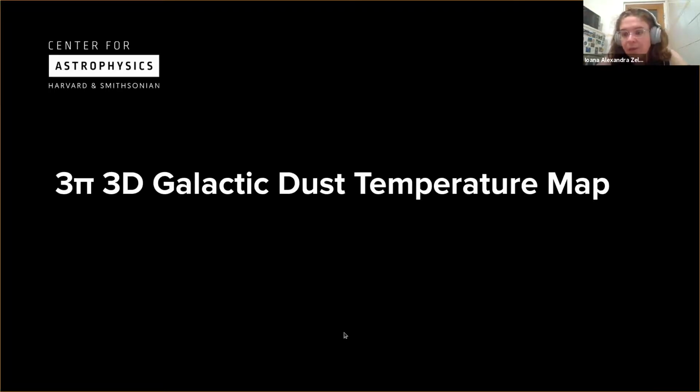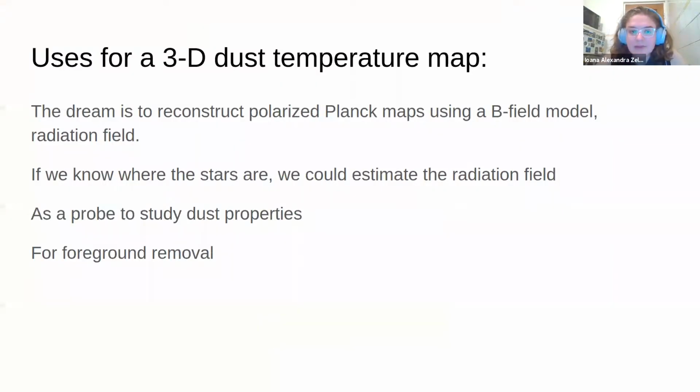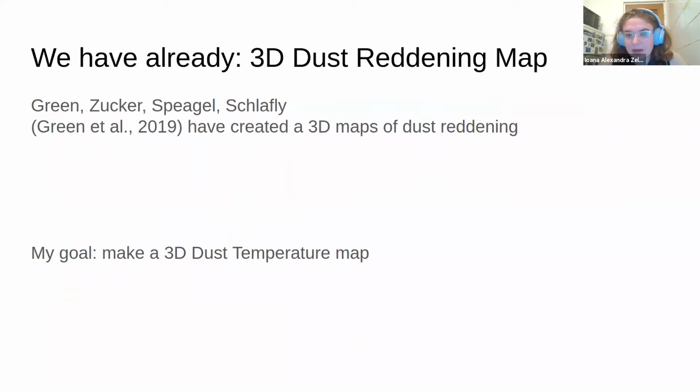The current project I'm working on is a 3D, 3π dust temperature map around the sky. So for this kind of map, a three-dimensional map could be used to reconstruct polarized maps, to tie them with magnetic field radiation in the galaxy. And if we know where the stars are in the galaxy, we can also estimate the radiation field of the stars if we know the temperature of the dust grains. So it will be a very interesting thing to have.